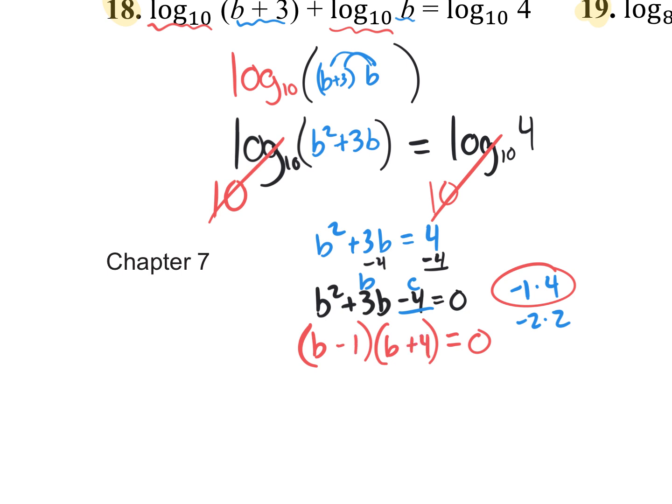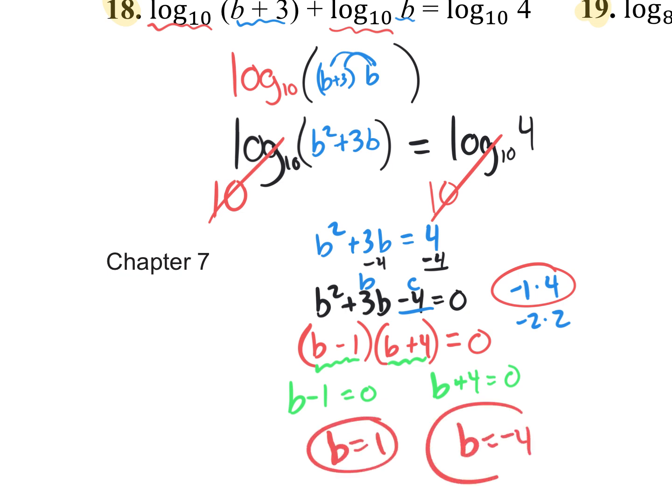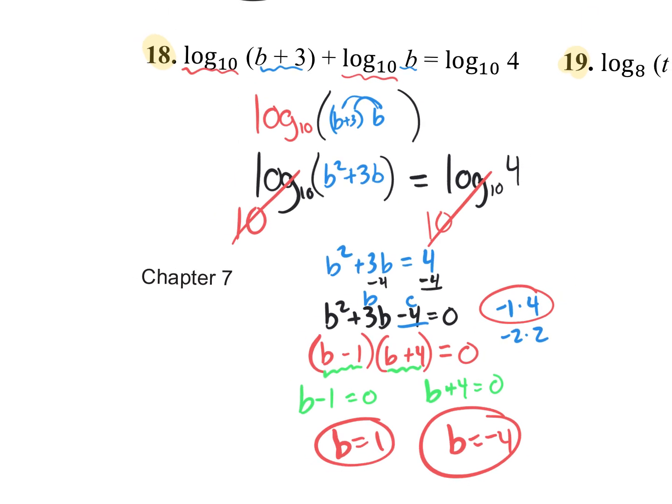And now it's factored, and now you could use the zero product property to split it and solve. B minus 1 times b plus 4 equals 0. That means that b minus 1 could equal 0, and also b plus 4 could equal 0. So your two answers are b equals +1 and b equals -4. Maybe. Why do I say maybe? Because when we check the original, if you end up with a negative inside a logarithm, or if you end up with 0 inside a logarithm, it's impossible, right?